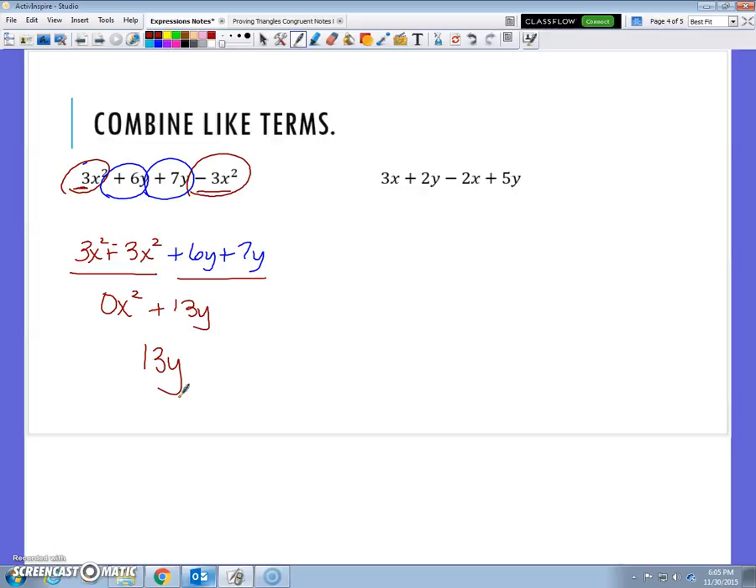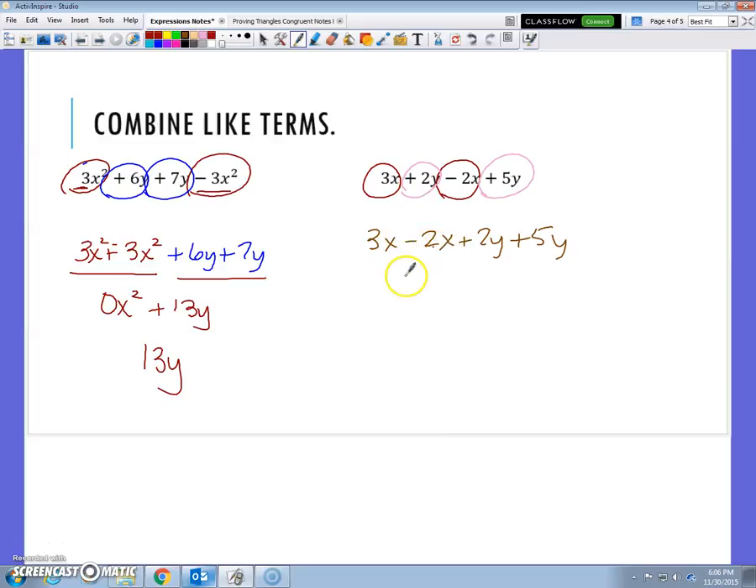Once again, let's look at these. I'm going to identify the like terms. I see two x terms that could be put together, and I also see some y terms that can be put together. All right, so now I'm just going to write this out in order. I'm going to say my 3x, and then my minus 2x, and then I have a positive 2y, and a positive 5y. And now I put them together where they can be combined.